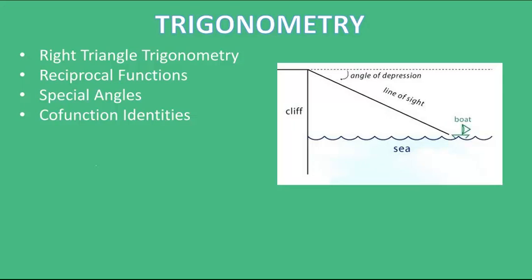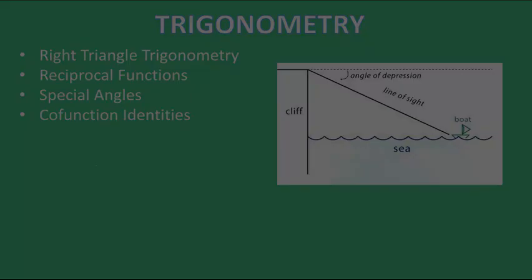In this episode, we're going to look at right triangle trigonometry. We'll start by looking at the regular trigonometric functions, and then we look at reciprocal functions. Special angles are next, and we will end this video by looking at what are known as the cofunction identities.